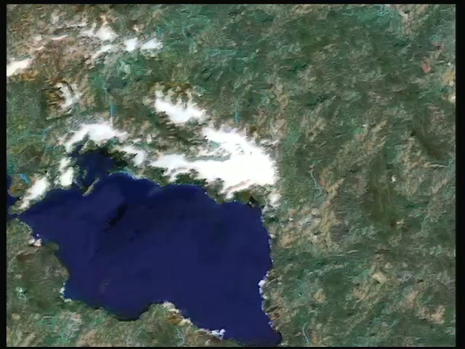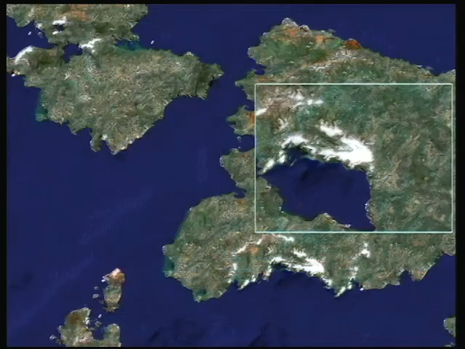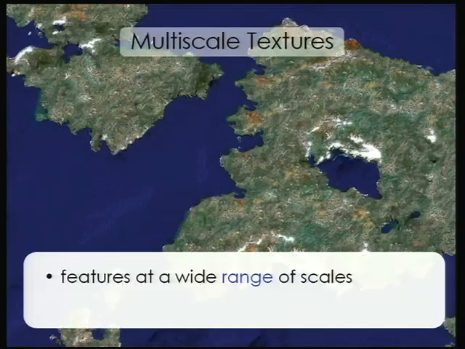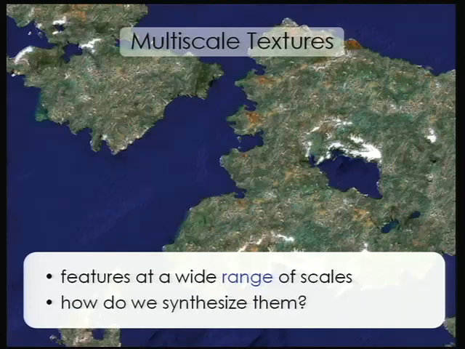And in fact, we can keep zooming out and see that we have features even on the scale of continents and oceans. And it's this presence of features at a wide range of physical scales that characterizes the type of textures that we're interested in in this talk, and we term these multiscale textures. Now, an interesting and natural question to ask is, how do we synthesize a multiscale texture? Or can we even do so?